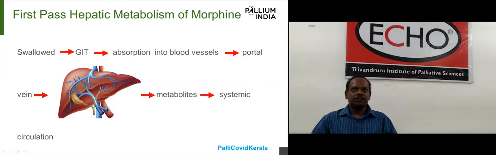The main metabolites produced are morphine 6-glucuronide and morphine 3-glucuronide, M6G and M3G in short. Morphine 6-glucuronide is the active metabolite which will give you pain relief, and it is formed in a smaller quantity, about 10 to 15%. Whereas M3G is produced in a big quantity, like 45 to 60%. After metabolism, these metabolites are liberated into the systemic circulation.